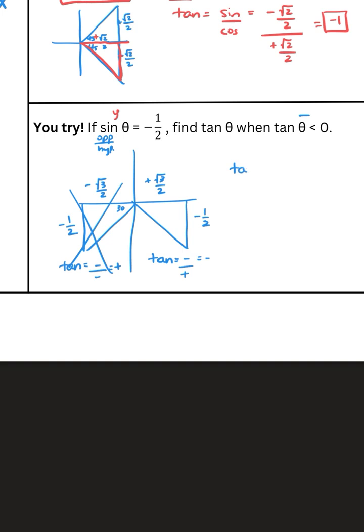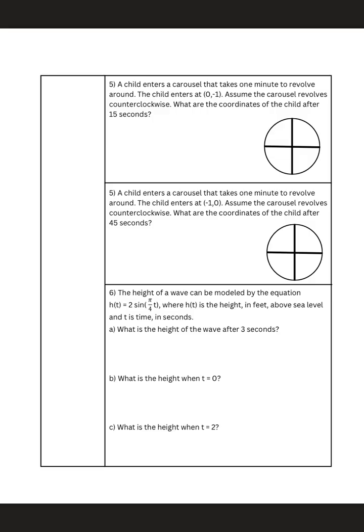So my tangent is opposite over adjacent. So negative 1/2 divided by square root of 3 over 2. My 2's cancel. So that is negative 1 over square root of 3. And when I put that in my calculator, I'm going to get negative square root of 3 over 3. That's my answer. You cannot have a square root in the denominator. All right, let's look at a couple more questions.